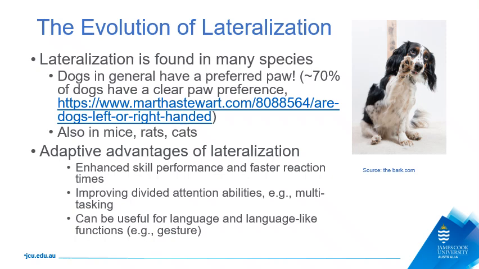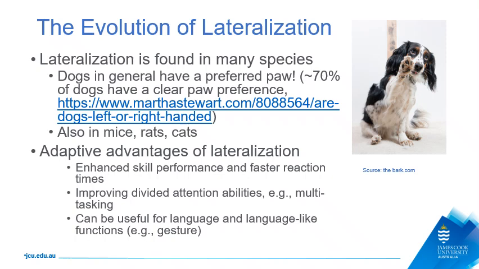The evolution of lateralization. Lateralization is found in many species. For example, dogs in general have a preferred paw. Around 70% of dogs have a clear paw preference. And this is also shown in mice, rats, cats, etc.